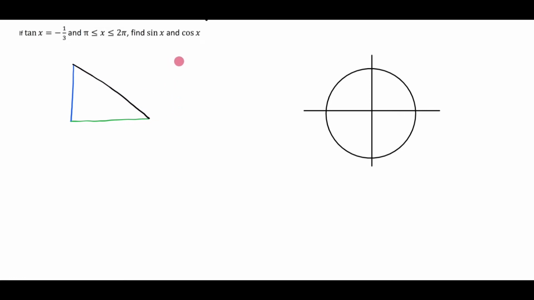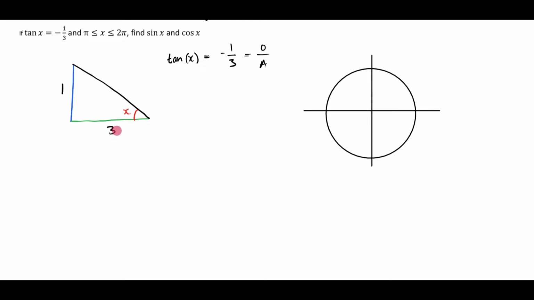I know that I'm dealing with tan of x equals negative 1 over 3. Now, I know that tan is opposite over adjacent, so that means my opposite is 1 and my adjacent is 3. So I come over here and label this as x. That's my angle. My opposite is going to be 1 and my adjacent will be 3.